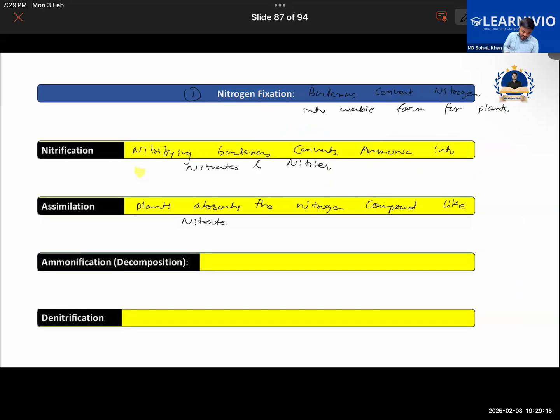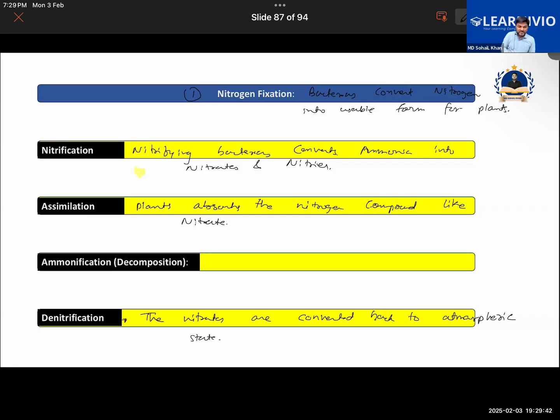So in denitrification, we'll come back to ammonification in 1 minute. In denitrification, the nitrates are converted back to atmospheric nitrogen, meaning the nitrogen in the gaseous state goes back to the atmosphere.